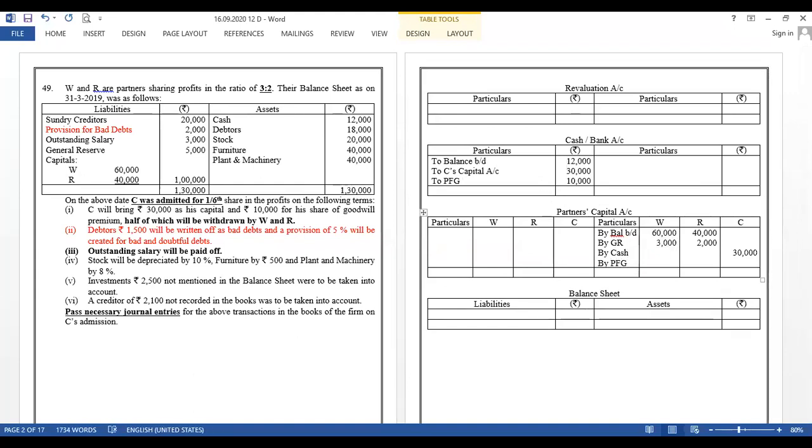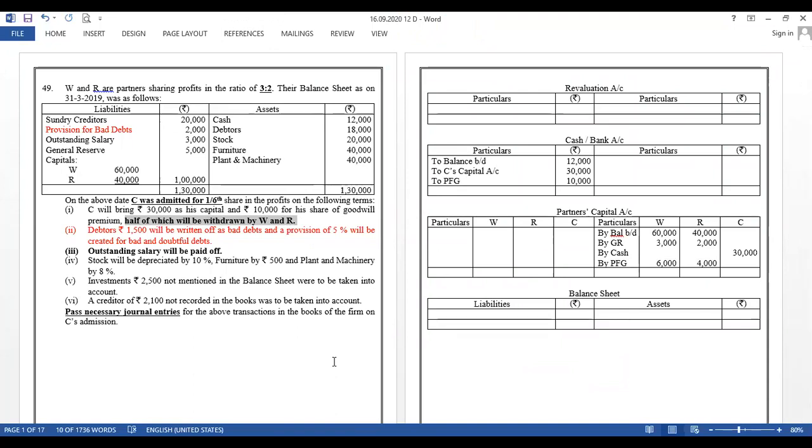Amount is 10,000, in the ratio of 3:2. So that will be 6,000 and 4,000. After this, the next statement, which I have already highlighted: half of which will be withdrawn by W and R. Half is withdrawn.